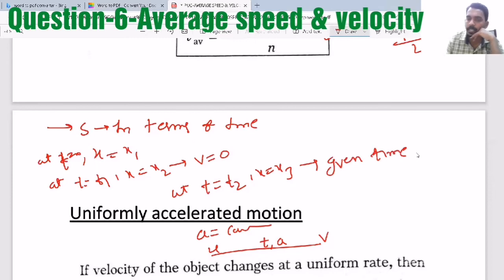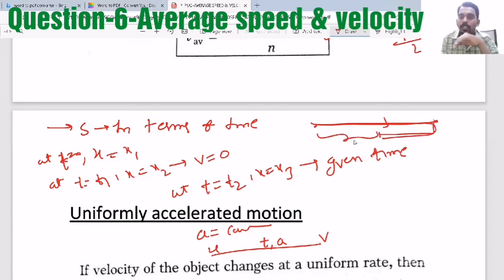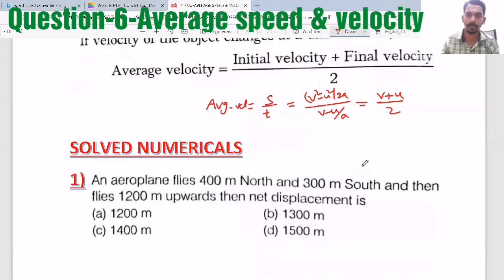So if you find these three positions, what is the meaning? It is the initial position, then it went to another position x2, where the velocity became 0, meaning it starts coming back. And finally it ended at another position. Then this is total distance, but this is only displacement. So that way they can ask questions based on the displacement equation in terms of time. Let's see an example based on all these things.